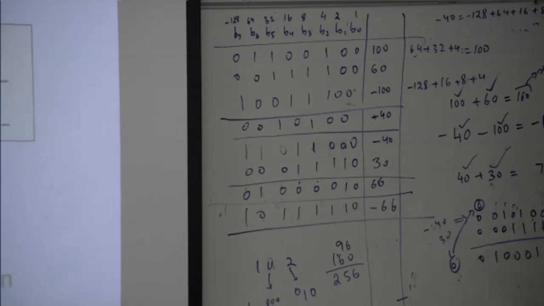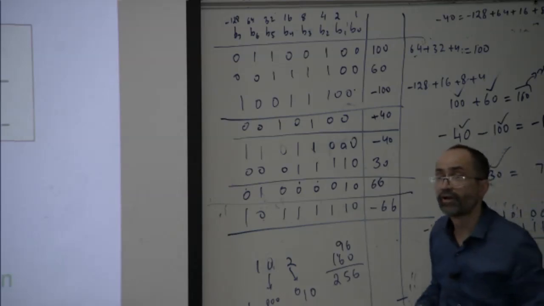Okay, now this is what? 1, 2, 4, 8, 16, 32, and 64. 64 plus 4, 68, plus 2, 70. Lies within the range? Yes. Lies within the range. Carry in and carry out are same or different?